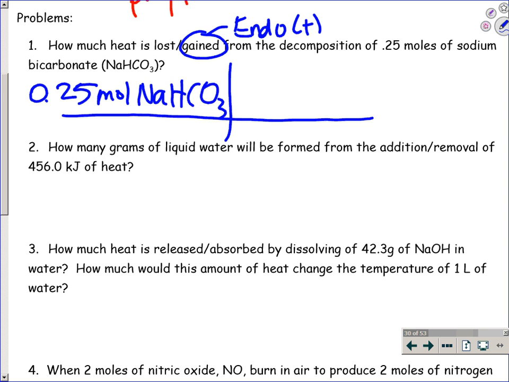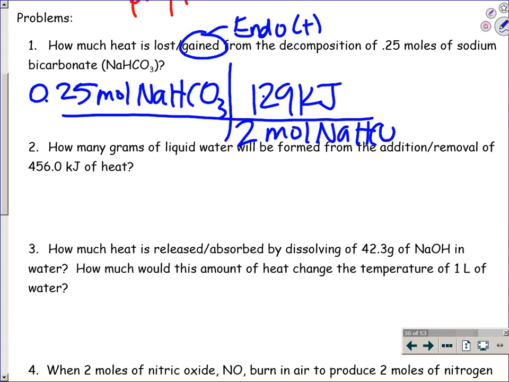How much heat is lost or gained from decomposition? 0.25 moles. So what's this ratio I must embed here? What goes on top? 129 kilojoules of energy is absorbed for every what? 2 moles of sodium bicarbonate. So all you're doing is just pulling ratios provided, put them in the right place so the units cancel, just like always. Moles of sodium bicarbonate, moles of sodium bicarbonate. You guys can maybe do that.